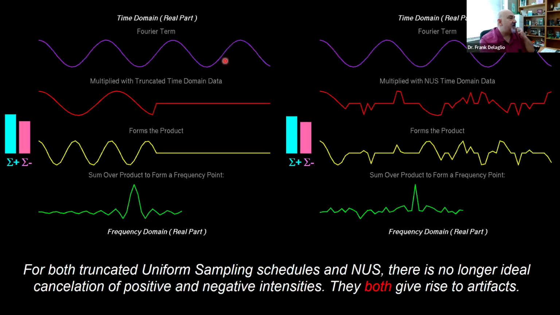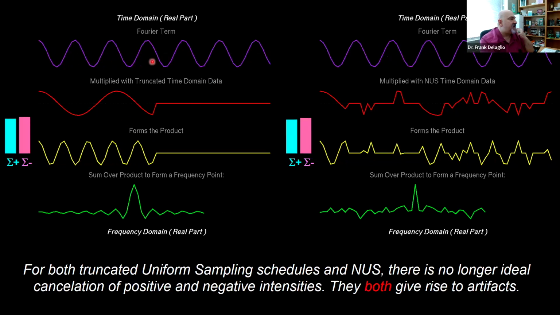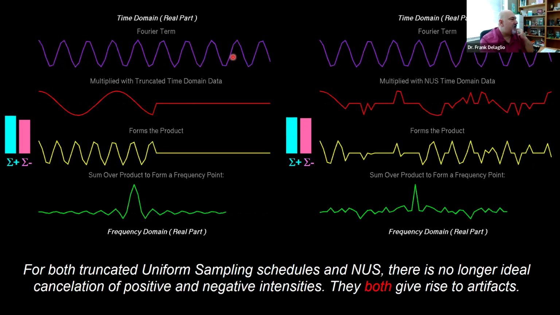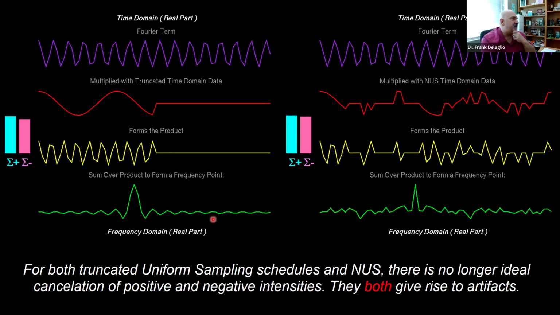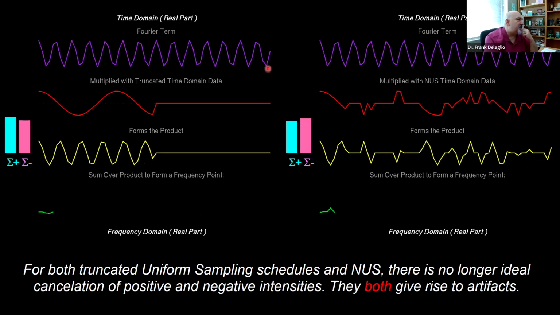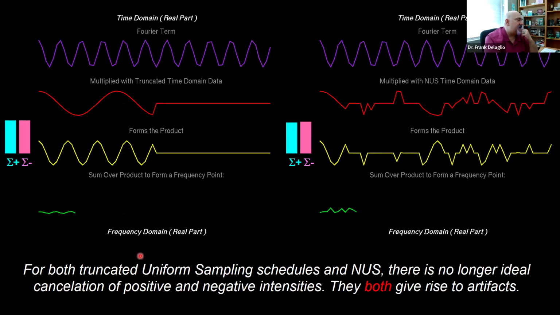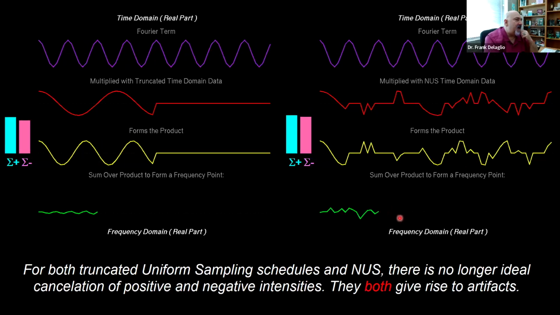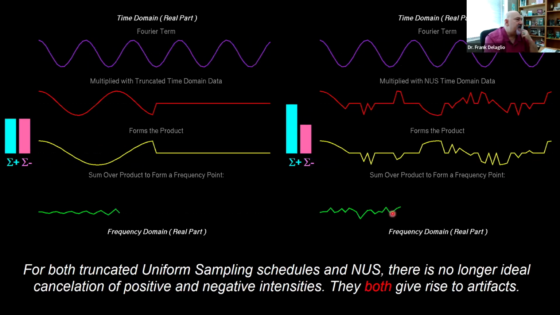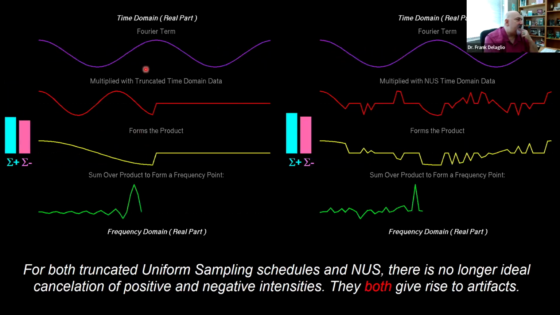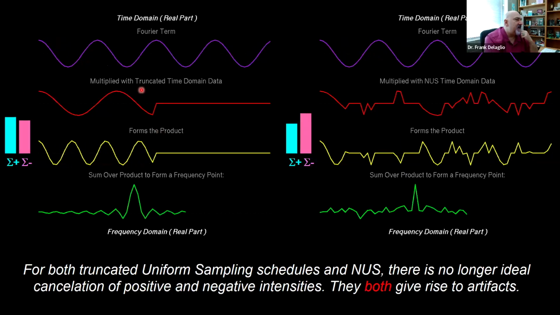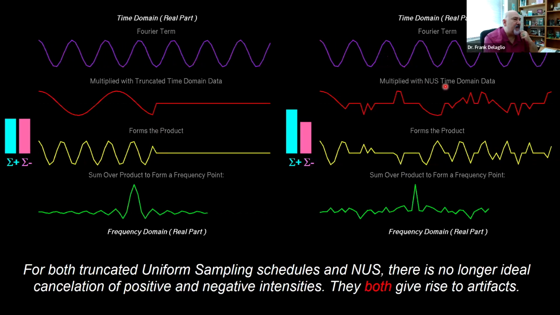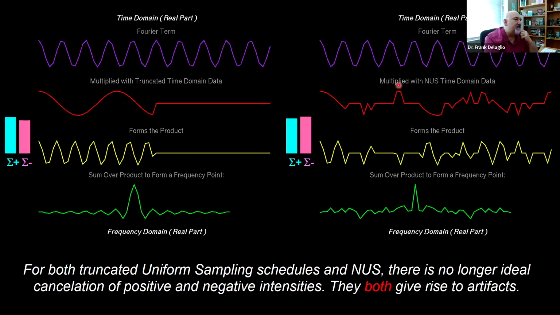Sometimes it'll fall at the zero crossing, and it'll just systematically move through different fractions of a cycle and cause these oscillations. So this is what happens with a conventional sampling schedule. In a non-uniform sampling schedule, instead of truncating the data immediately, we take the same number of samples, but distribute them over a longer acquisition time, right?